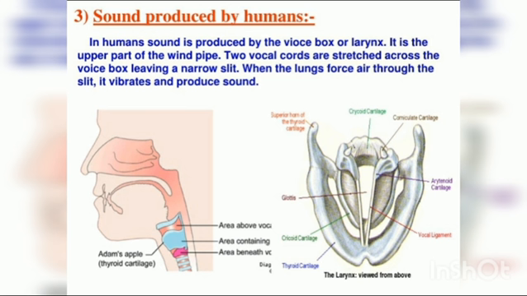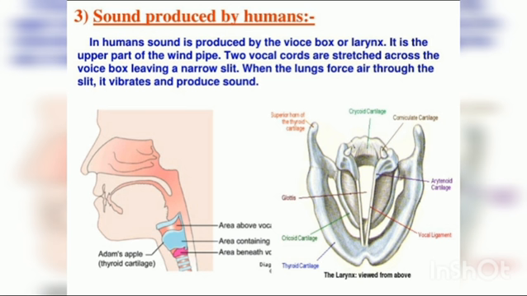One activity I am going to tell you all. I hope you all have textbooks. You can see activity 9.6. Take two rubber strips of the same size. Place these two pieces one above the other and stretch them tightly. Now blow air through the gap between them. As the air blows through the stretched rubber strips, a sound is produced.